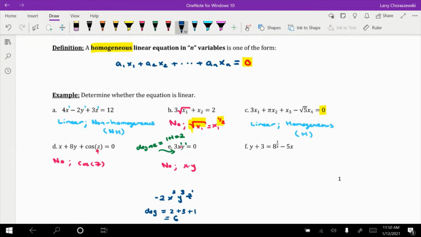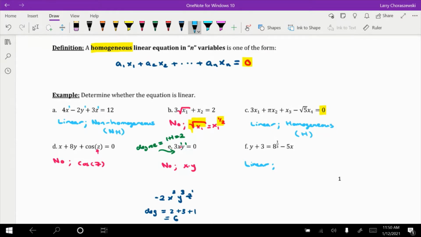All right, cool. Anything else? If not, then what do you guys think about the equation in part F? It's linear. Definitely linear. Yep. All right.